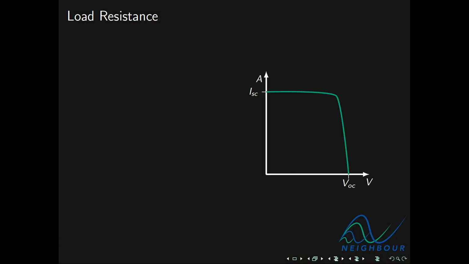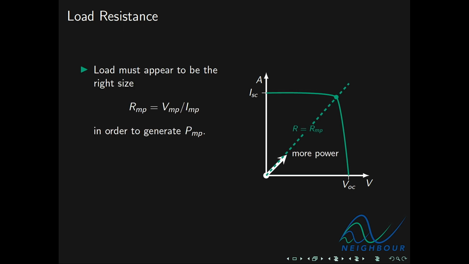So for our final topic, let's talk about load resistance, or specifically, how does the resistance of the load that we connect to a PV generator affect the generator's performance? Now, as we mentioned, a PV generator has a maximum power point, and this maximum power point corresponds to a maximum power point voltage and a maximum power point current.